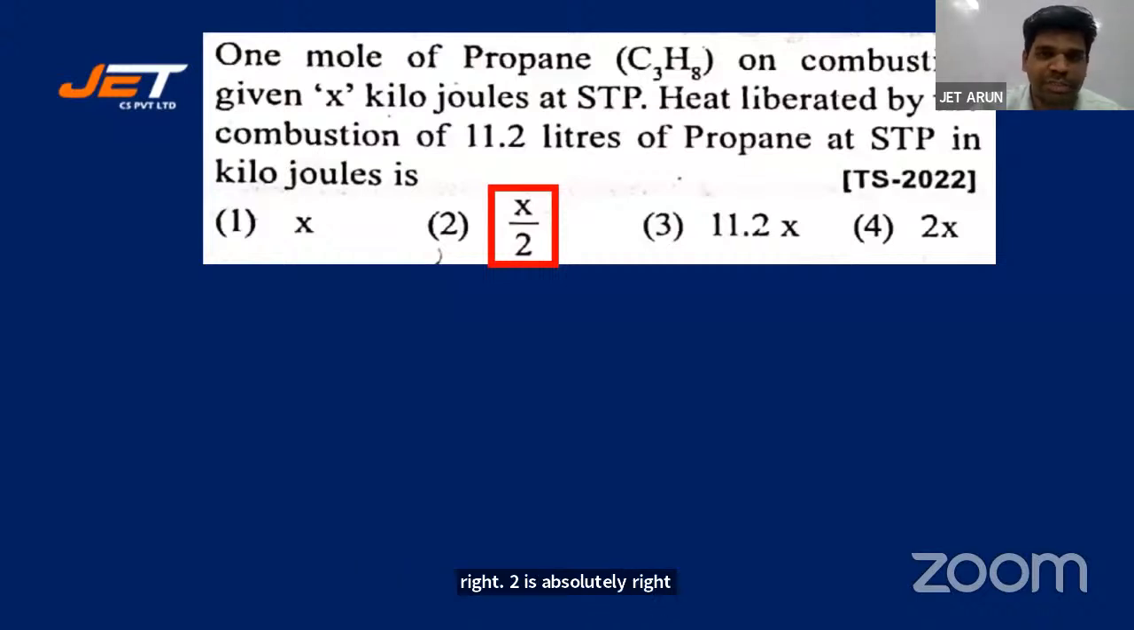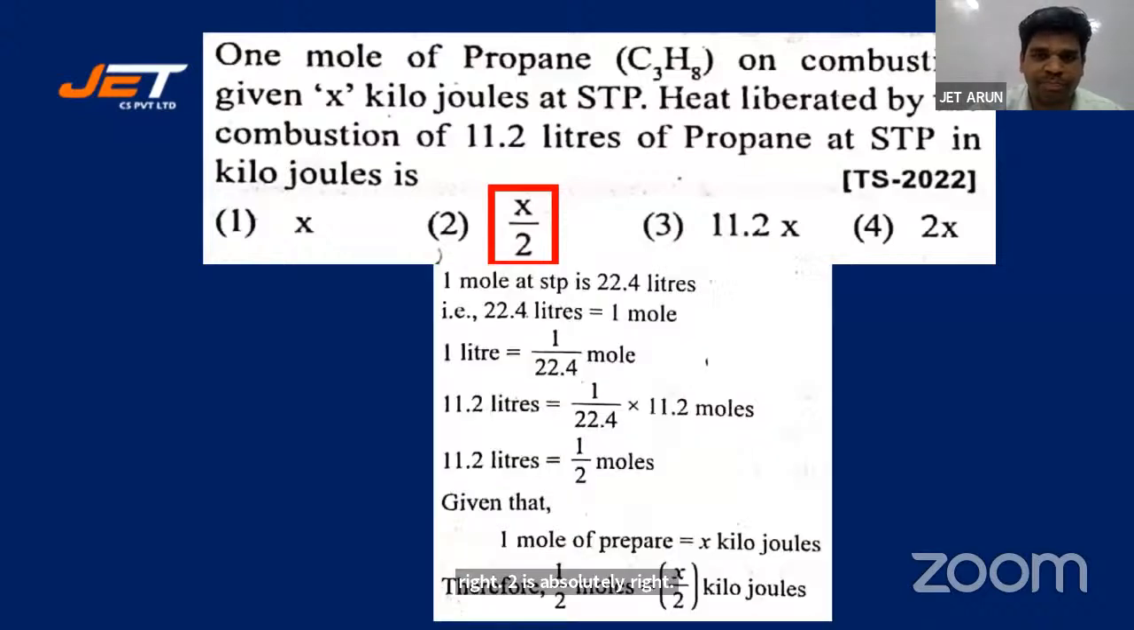There could be some confusion. Here is the solution, students. So 1 mole at STP is 22.4 liters. So 11.2 liters would be 1 by 22.4 into 11.2 moles. So 1 mole of propane gives x joules. So therefore, half moles will give you x by 2 kilojoules. Right? Simple algebra.